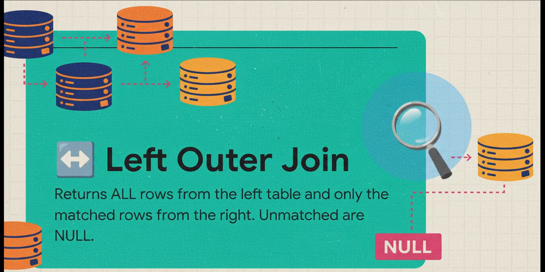Let's start with the left join. The name tells you pretty much everything you need to know. It takes the first table you name in your query, the left one, and says, okay, I'm keeping everything from this table no matter what. Then it looks over to the right table to find matches. If it finds one, awesome, it pulls that data in. If it doesn't, it just puts in a null, which is just a placeholder for no data found here.